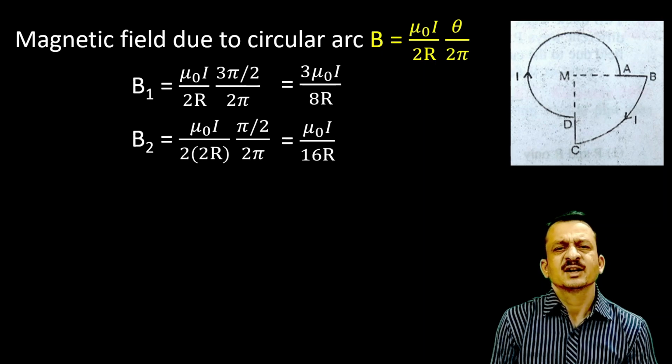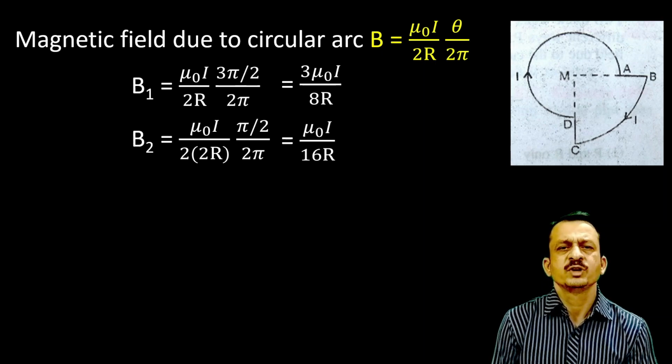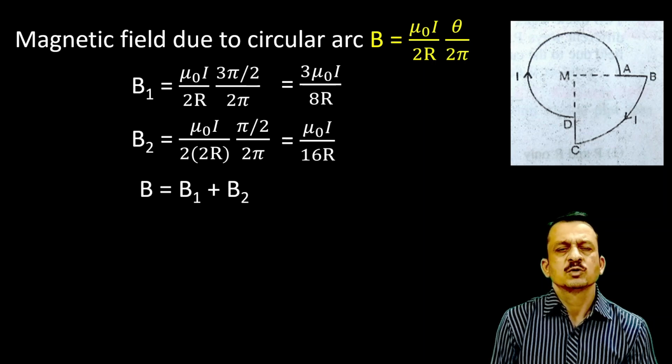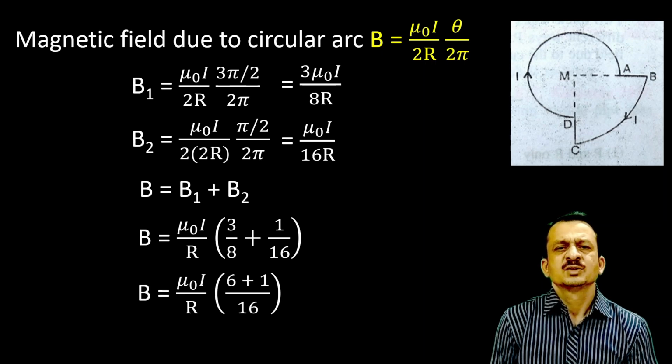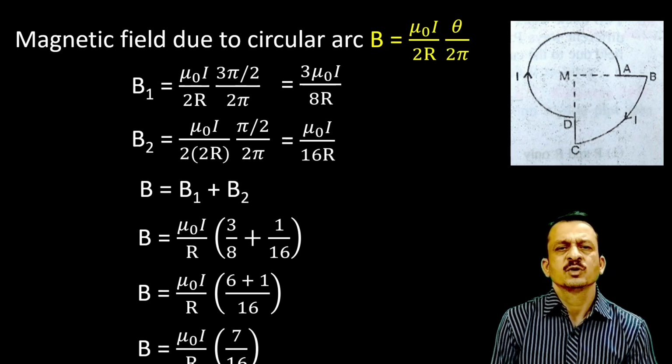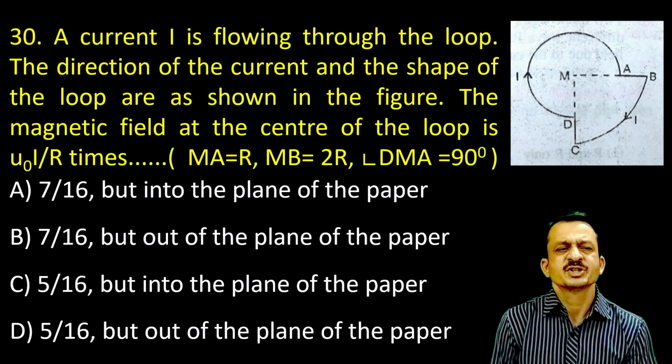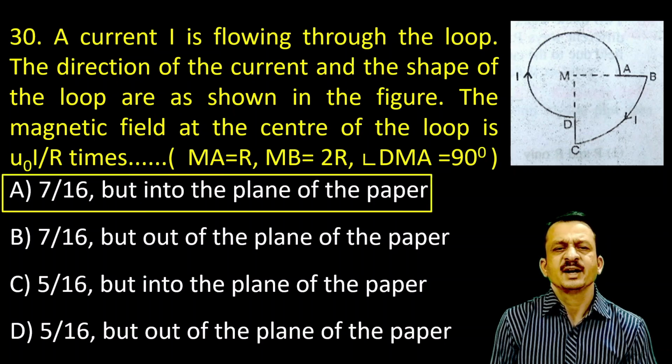Since the current is in the clockwise direction, the field is into the plane of the paper, therefore the two fields get added up. The total field is equal to B1 plus B2. Now mu naught I divided by r is common, 3 by 8 plus 1 by 16. In the denominator, 16 is the LCM. So 8 2s are 16, 2 3s are 6, plus 1. Therefore I get 7 by 16. Therefore the coefficient is 7 by 16, and hence the answer A is the right answer.